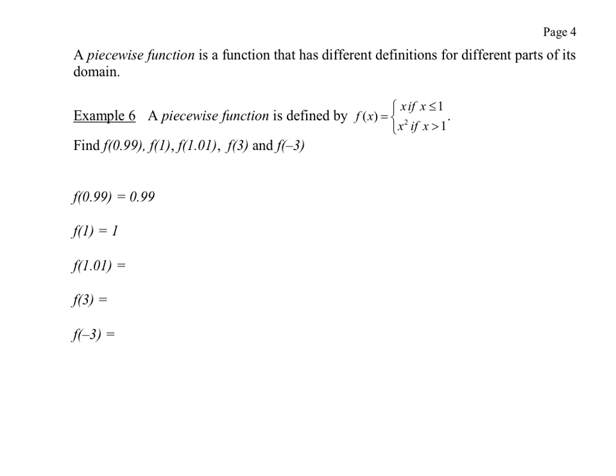However, if we look at 1.01, you'll notice that value is bigger than 1, so we have to square that value. So we're going to have 1.01 squared, which is 1.0201. And the same thing applies to 3. 3 is also bigger than 1, so we have to square that also. And if we put -3 into that equation, well, -3 is less than or equal to 1. So our output should be just -3.